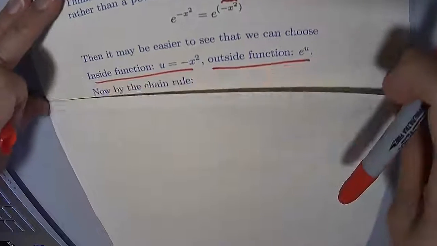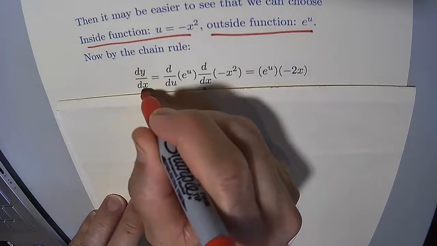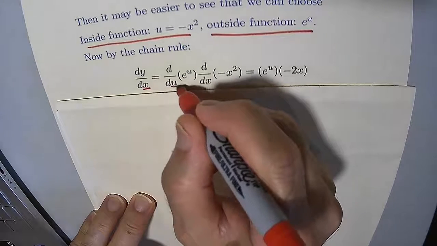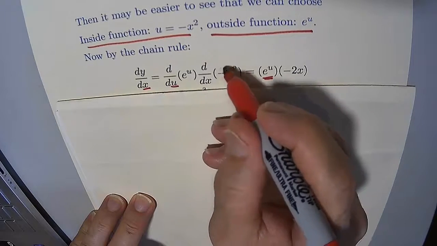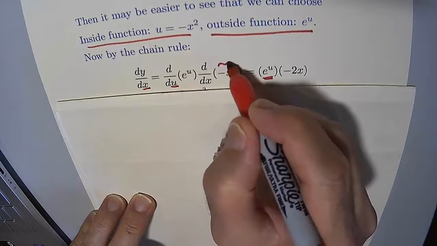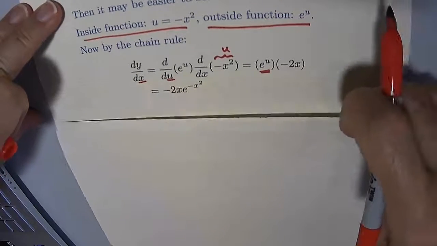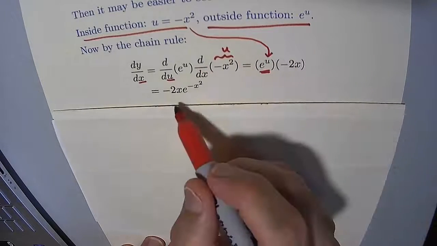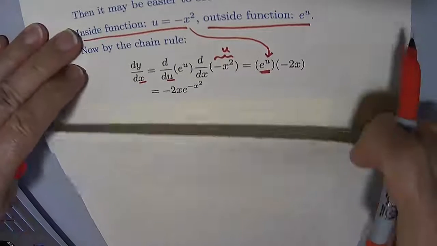Once you get that, the rest is just formula. Derivative of y with respect to x is derivative of y with respect to u. Derivative of e to the u with respect to u is itself. And then derivative of the inside function, derivative of u with respect to x, is just negative 2x, negative 2x being the derivative of minus x squared. And then I put in negative x squared for u, and I get the answer to the problem, negative 2x times e to the minus x squared.